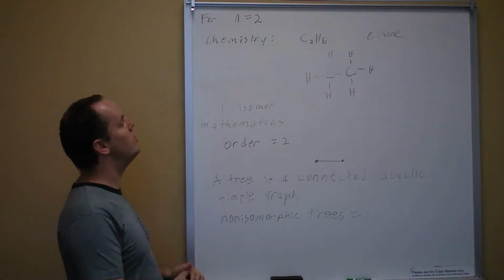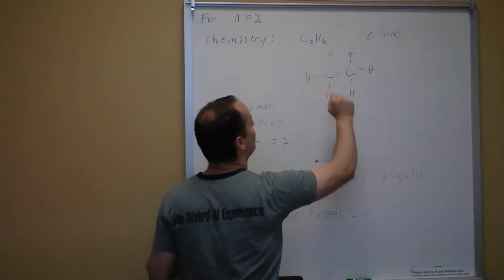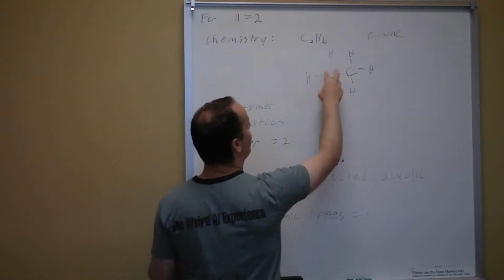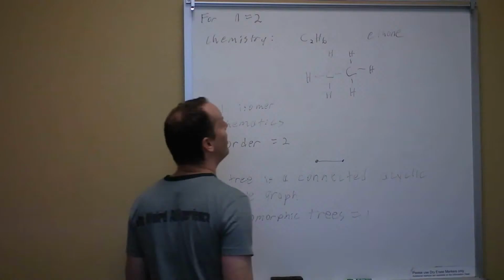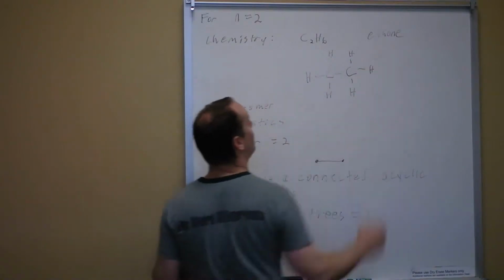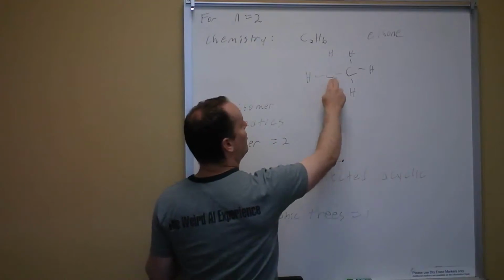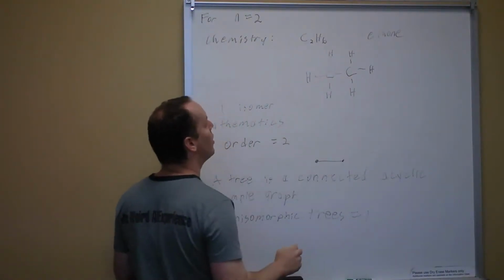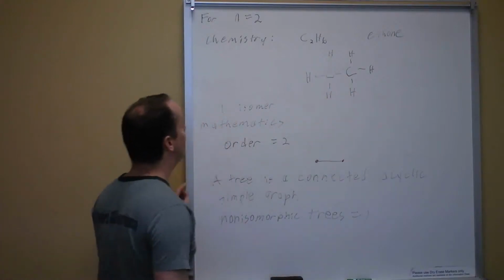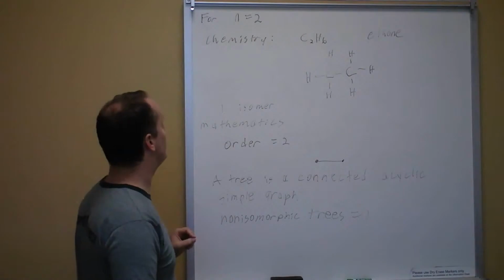Now for n equals 2, we have a similar situation. In chemistry, that'll give us C2H6. So this is what it looks like. We have 2 carbon atoms, each of which has 3 hydrogens on it. The name of this molecule is ethane. Notice each one of these carbon atoms connects to one other carbon atom. So we say that this is a primary carbon, or a 1-degree carbon. And there's only one way to do this, so we say that ethane has only one isomer.